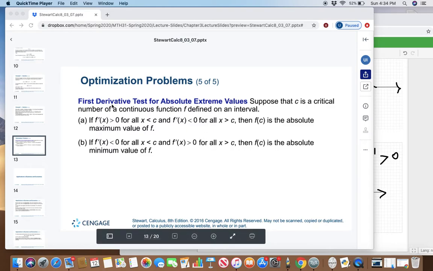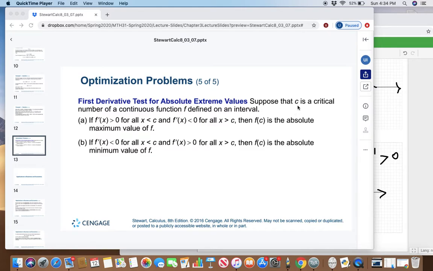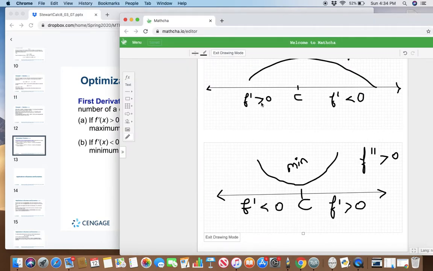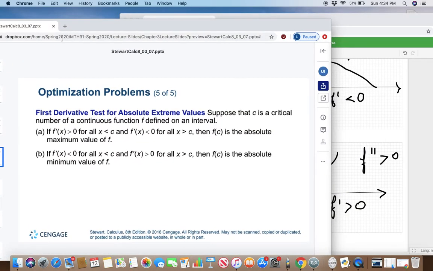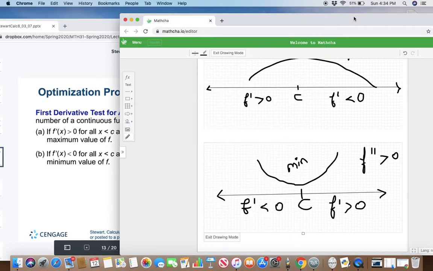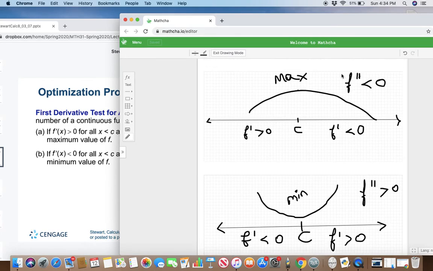Back. So let me recall the first derivative test for absolute extreme values. Suppose c is a critical number of a continuous function f. If f prime is greater than 0 to the left of c, that is when x is less than c, and f prime is less than 0 to the right of c, that is x greater than c, this is the picture. Okay, so that will fetch you a maximum here, an absolute maximum.